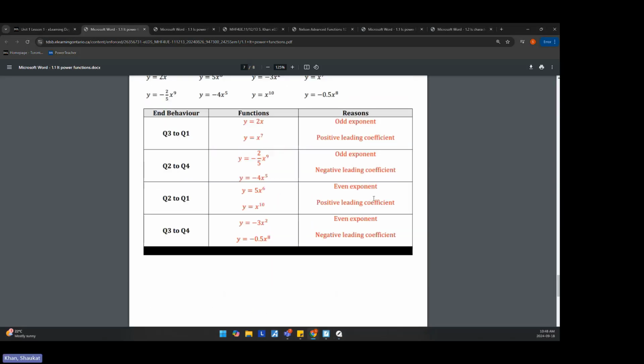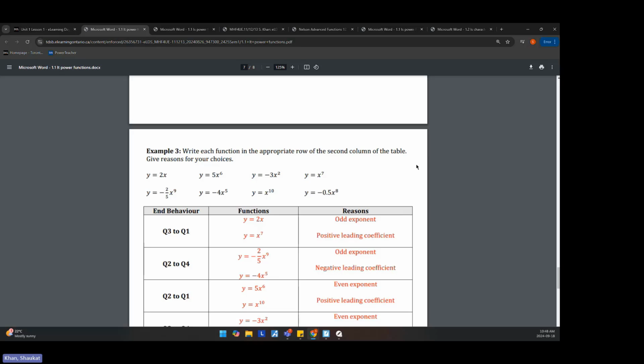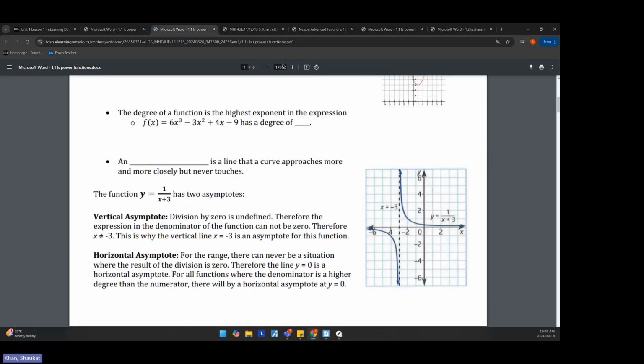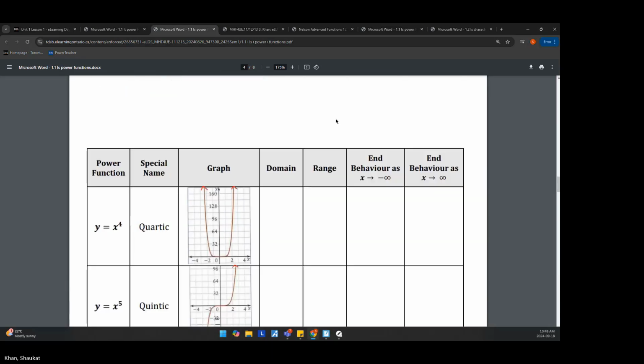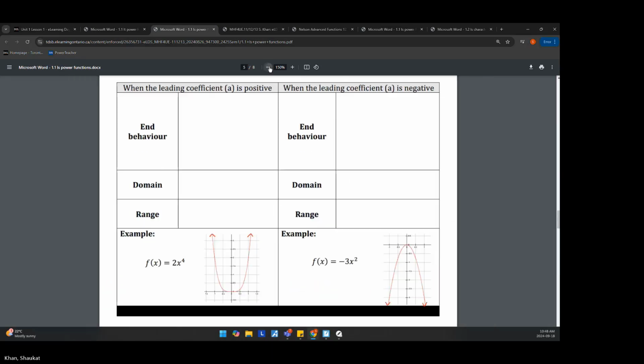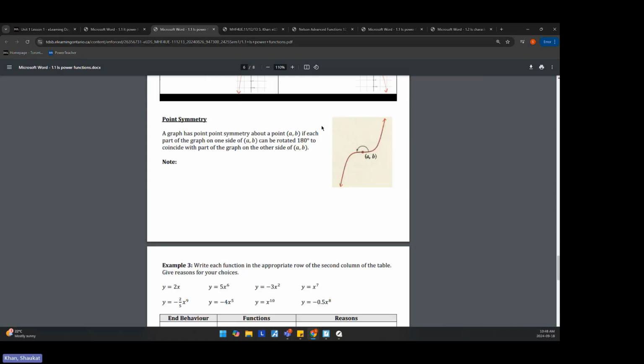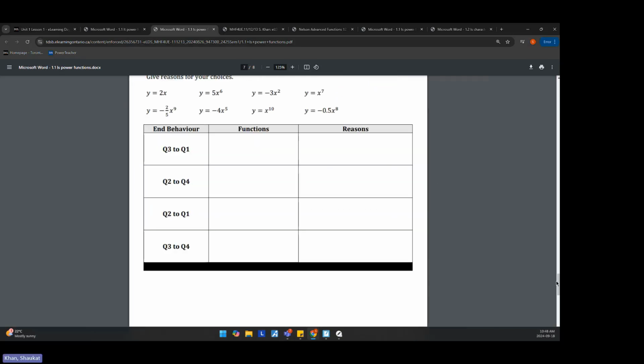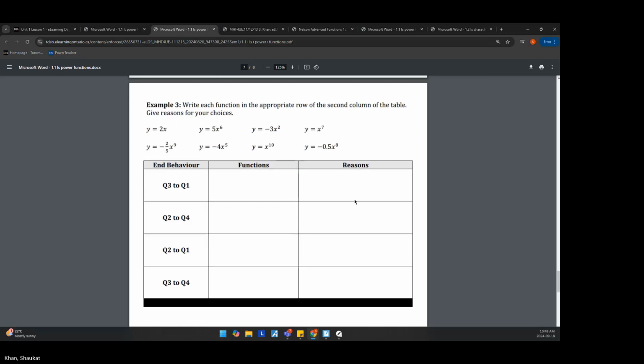Okay. All right. What is this? Write each function. Oh, okay. Hold on, let's see if we can figure this out. All right, so here we have an example. Here, let me copy this.